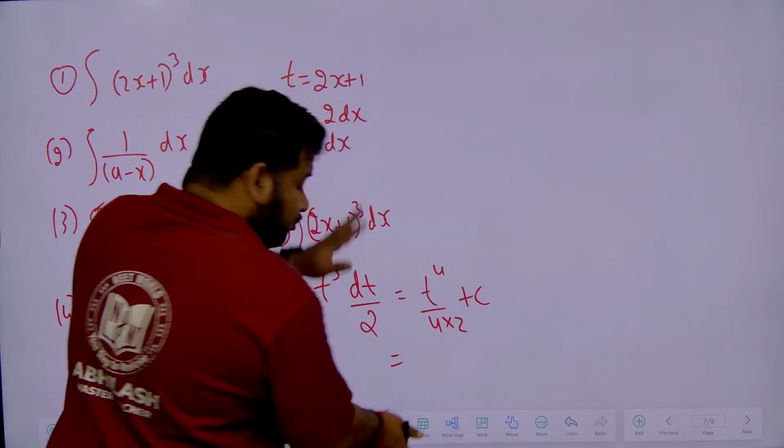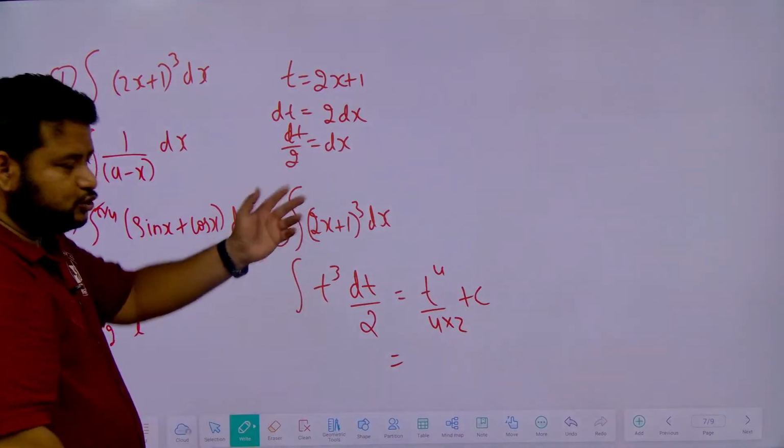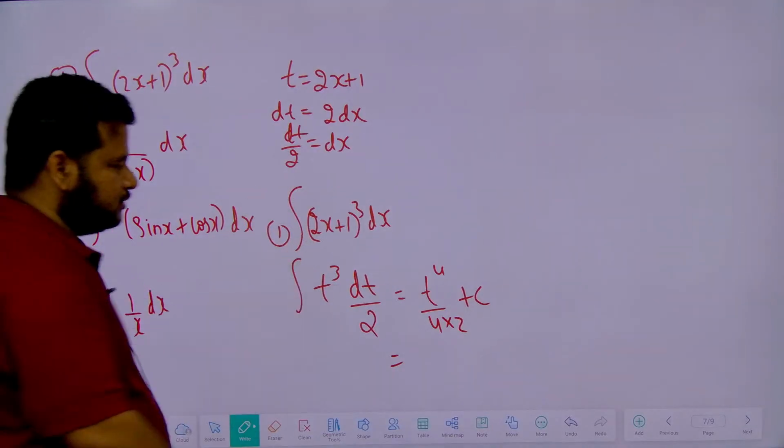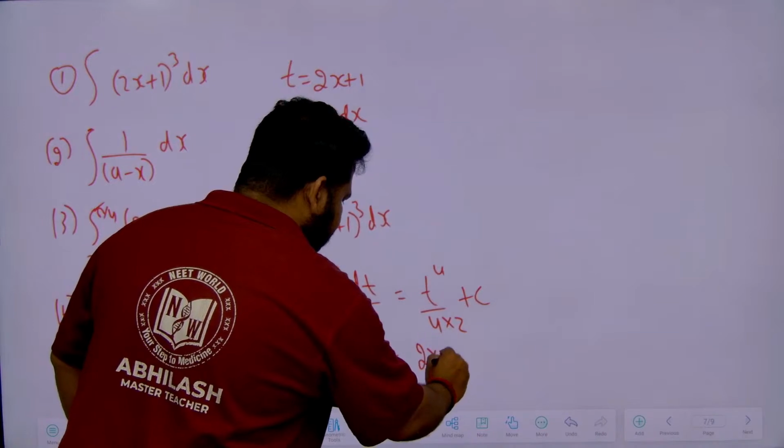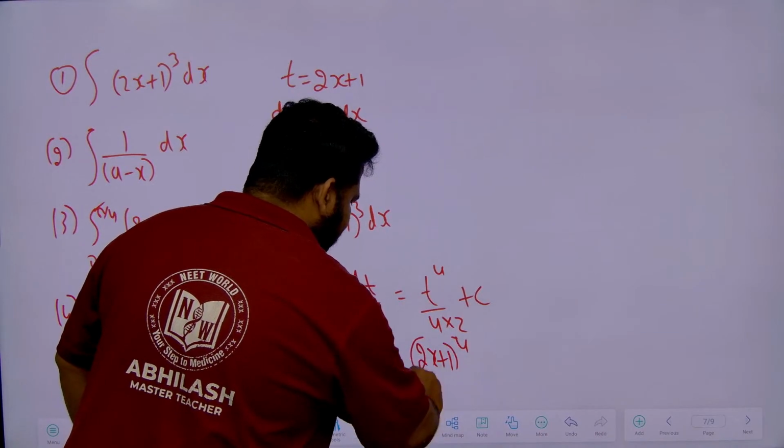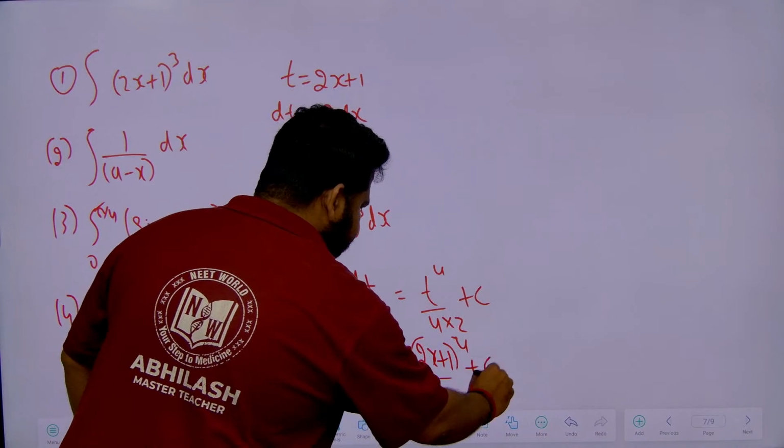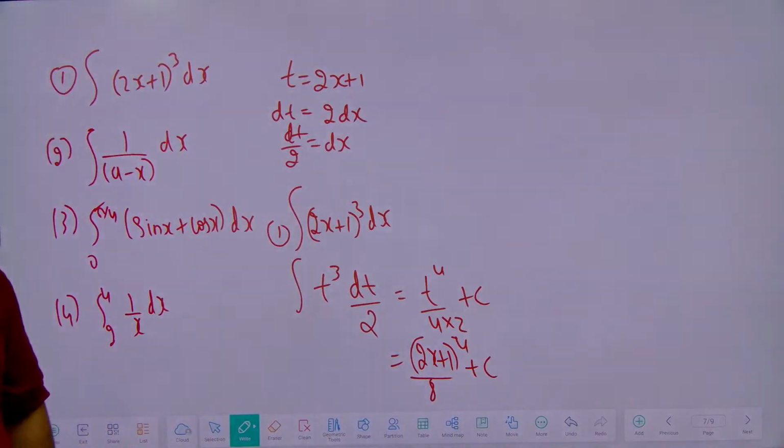Now you have to substitute back. The t value is 2x plus 1. So this will become (2x plus 1) whole power 4 by 4 into 2, that is 8, plus c. Understood? This is how you have to do it. Clear? This is how you have to do it.